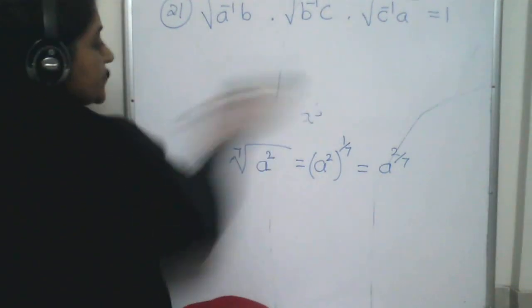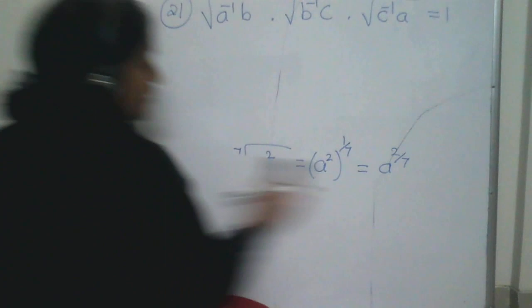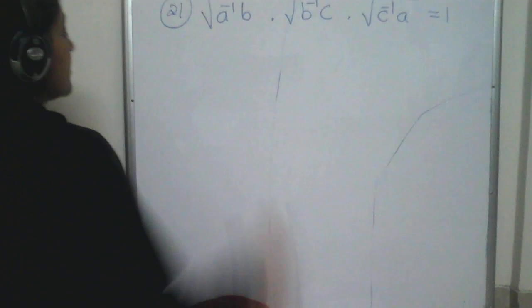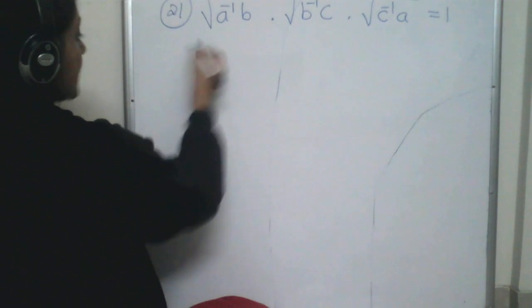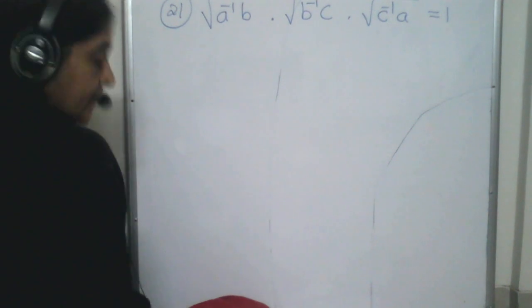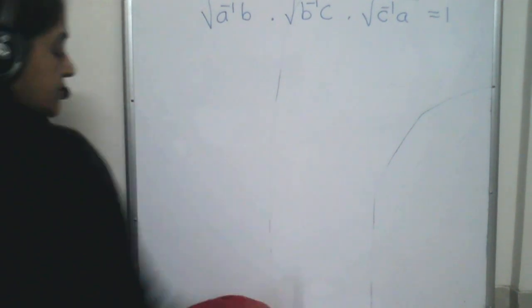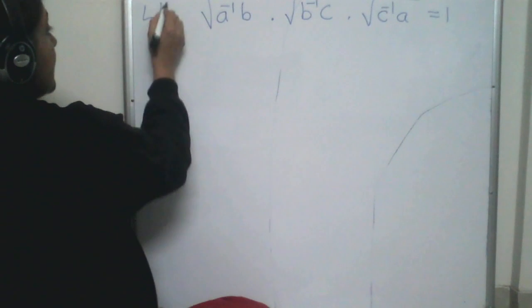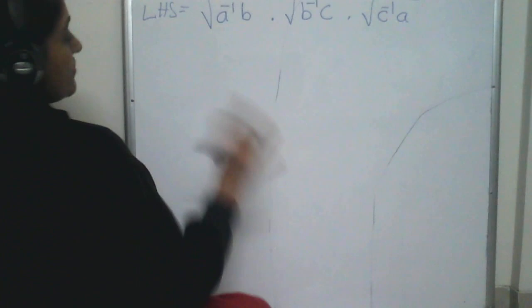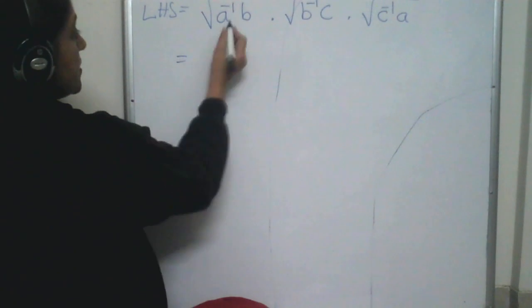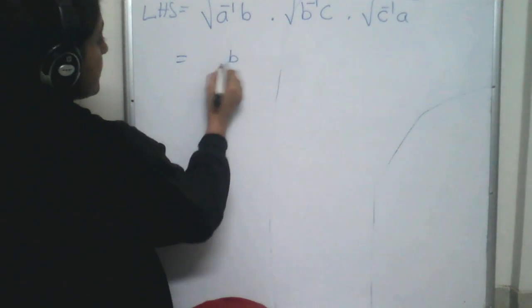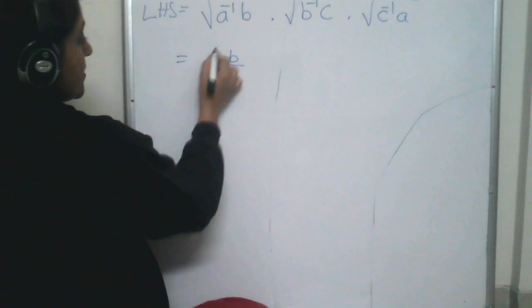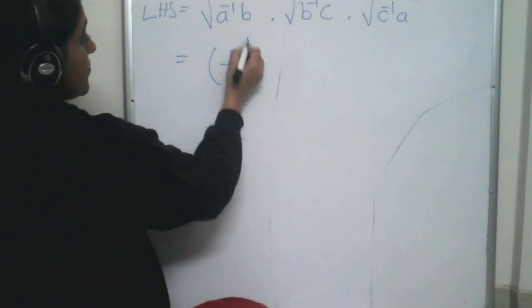Now, why did I explain this? Because we have a square root here, but I will not change the square root sign in the very first step. This is the LHS, so don't hesitate to write the LHS and then start. I will start with LHS is equal to this. You cannot solve it simultaneously. So here what will be b by a to the power 1 by 2.